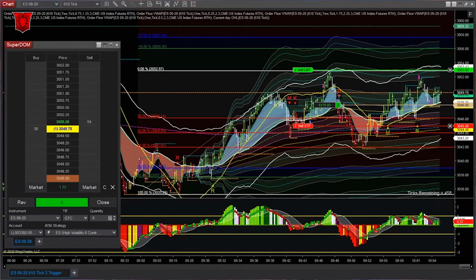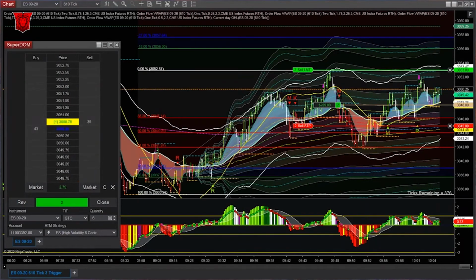I'll be teaching the VWAP, how to trade the VWAP. There's really an art to trading this VWAP, which is actually pretty good. It works really well with the congressive system.